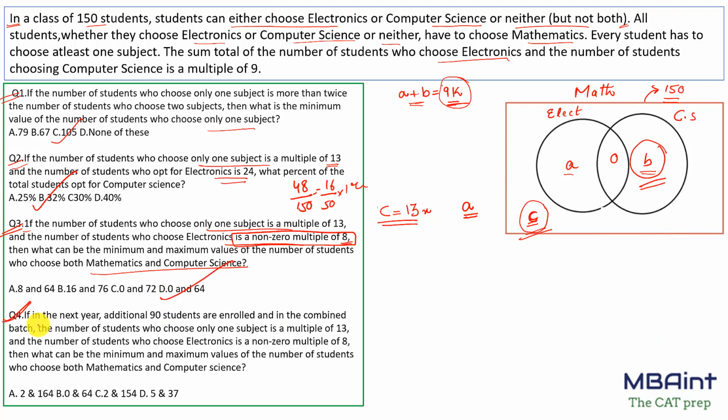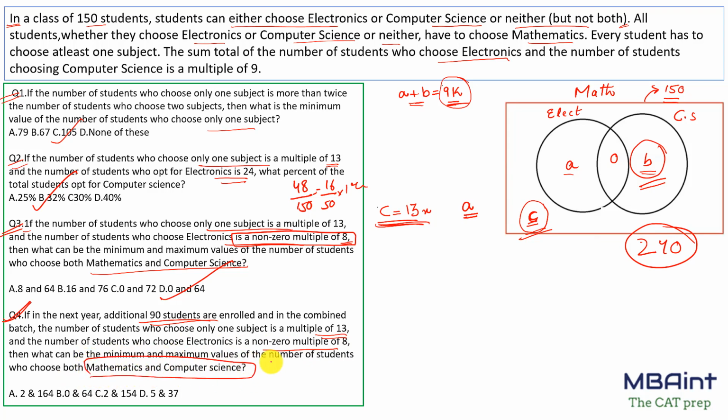Now if we look into question number 4, if next year an additional 90 students are enrolled in the combined batch and the number of the students who chose only one subject is a multiple of 13, again c equals 13x. Now the total number of students added is 90, so the total number of students would be 240. Now the number of students who chose electronics is a non-zero multiple of 8.